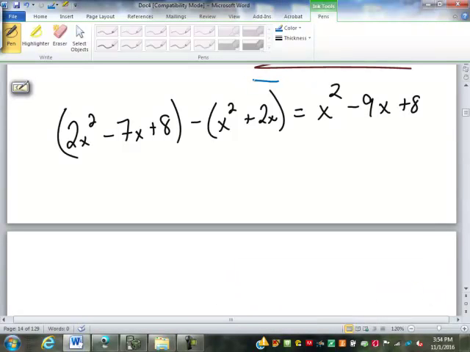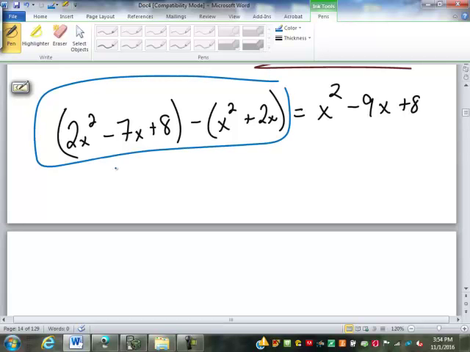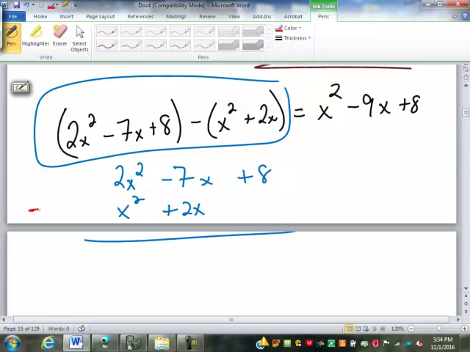So the first part we have to do is combine this side over here. Now I'm going to do it like this. 2x squared minus 7x plus 8. We got the x squared and the positive 2x go like that. We are subtracting down each column. So 8 minus nothing is still just positive 8. What is negative 7x minus 2? Negative 9x. Negative 7 minus 2 more is negative 9. 2x squared minus x squared is just x squared. On the other side, we still have x squared minus 9x plus 8.